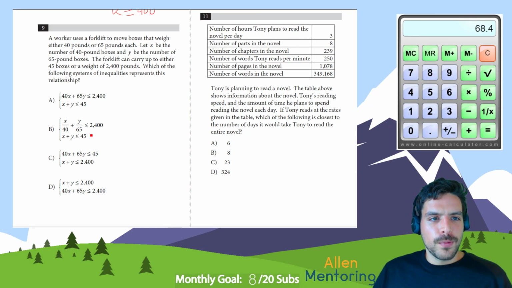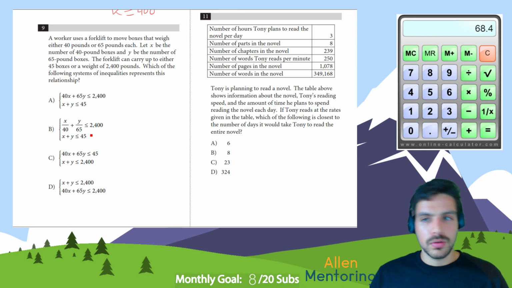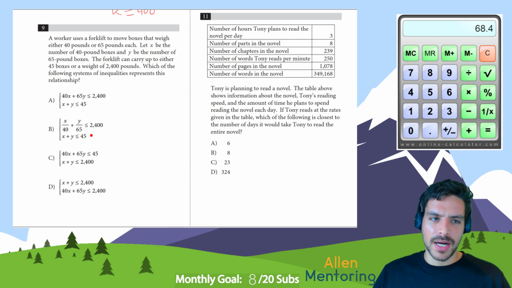Okay, number 9. A worker uses a forklift to move boxes that weigh either 40 pounds or 65 pounds each. Let X be the number of 40-pound boxes and Y be the number of 65-pound boxes. The forklift can carry up to either 45 boxes or a weight of 2,400 pounds. Which of the following system of inequalities represents this relationship?